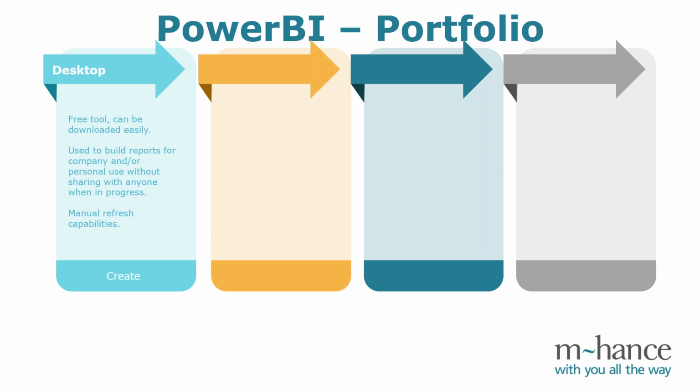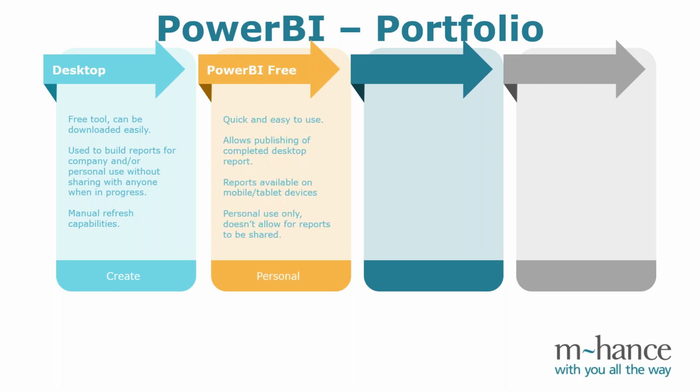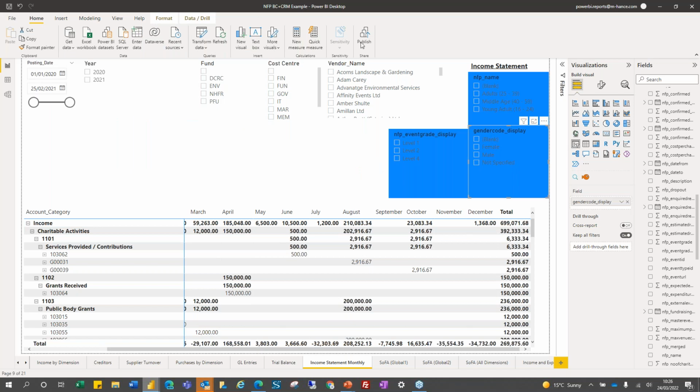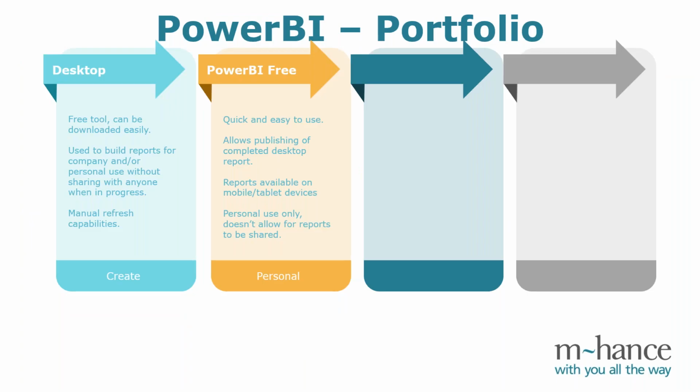You then have different options of how far you want to go as regards to Power BI Online. So the first option is Power BI Free, and this is the one that most organizations get through their Office 365 licensing. Extremely quick, extremely easy to use. You have the ability to publish reports from your desktop. So once I've done, you can click on this publish icon here, and that will allow me to publish this report into the online environment.